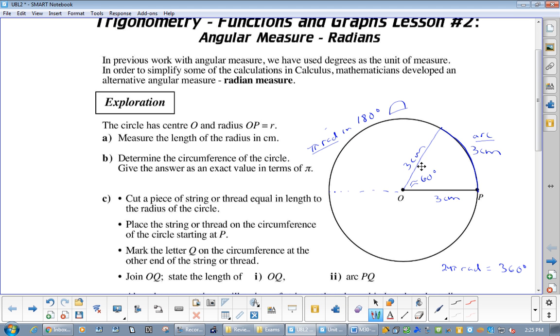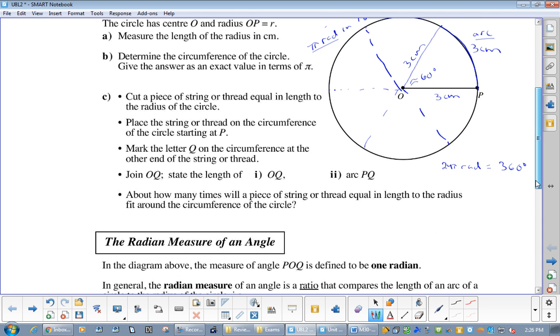So it's like 1, 2, 3, 4, 5, 6. Roughly 6 pieces of pi in that circle, okay? Because there's pi radians in half a circle. And what would be the angle? Approximately 60 degrees.